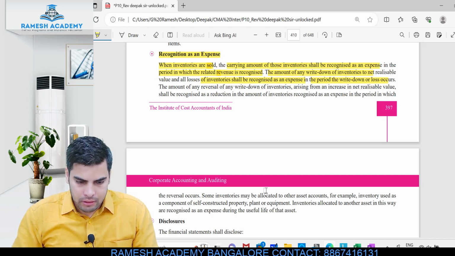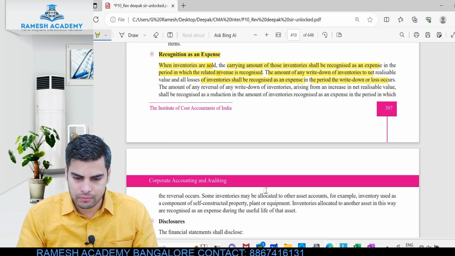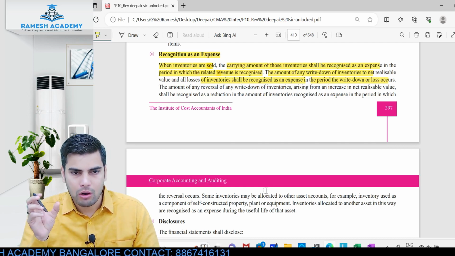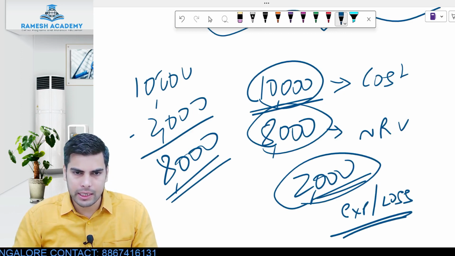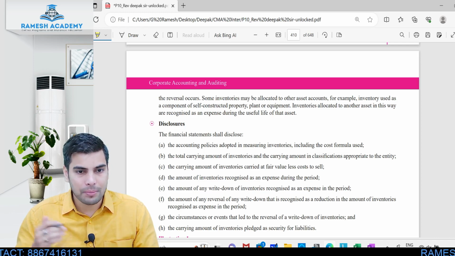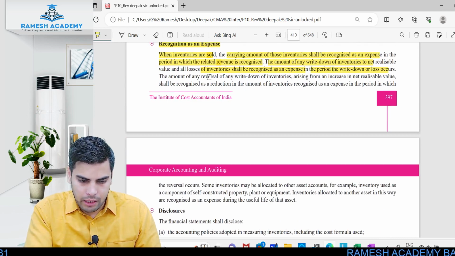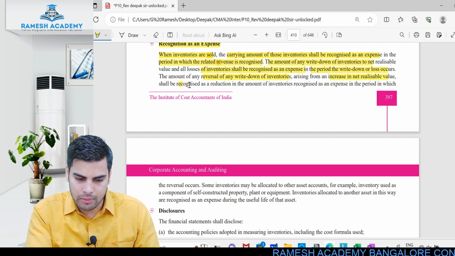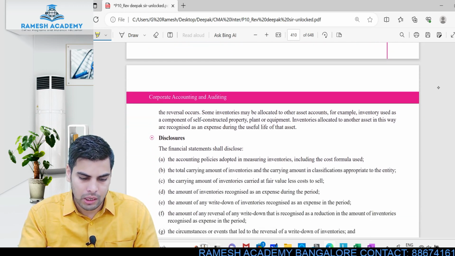Hope you guys understood this. Clear? Yes. So any reduction whatever we make from the value of inventory, suppose cost was 10,000, net realizable value was 8,000, this 2,000 rupees of reduction will be recognized as an expense in the P&L account in that particular year. Same way, if there is any subsequent increase, look at this. The amount of any reversal of any write down of the inventory arising from an increase in the net realizable value shall be recognized as a reduction in the amount of inventory recognized as an expense in the period in which the reversal occurs.